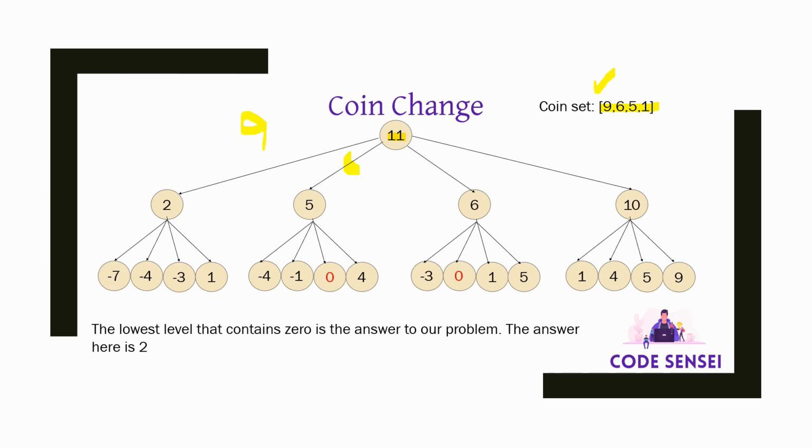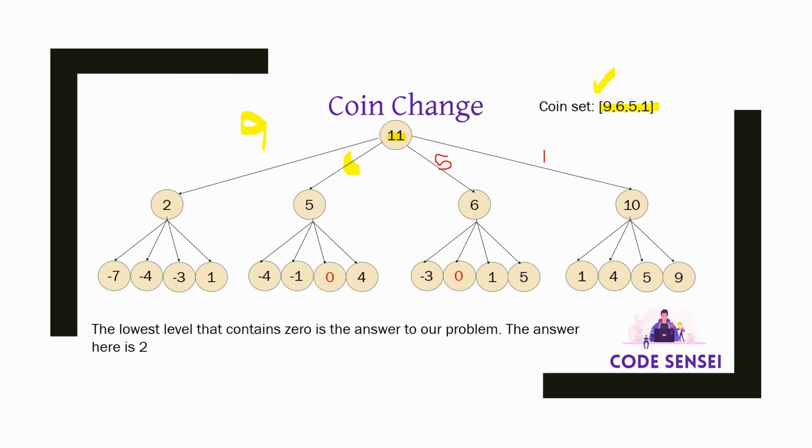And the same if you take the coin 5, the remaining amount will be 6 and you have to find the minimum number of coins you need to get the sum of 6 and you have to add 1 to it. And the same if you take the coin 1, you will have the remaining sum of 10, for which we have to find the minimum number of coins to make the sum 10 and add 1 to it.